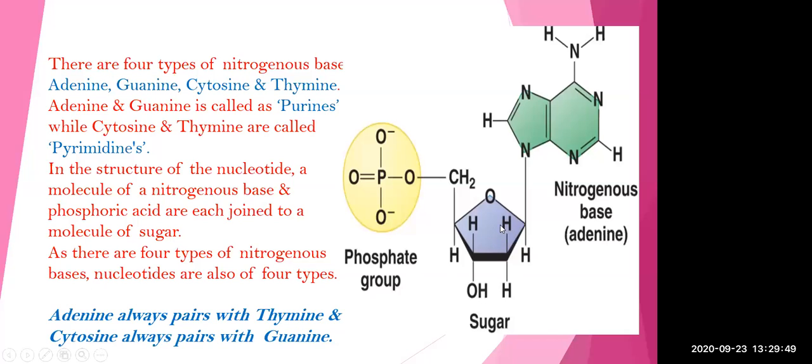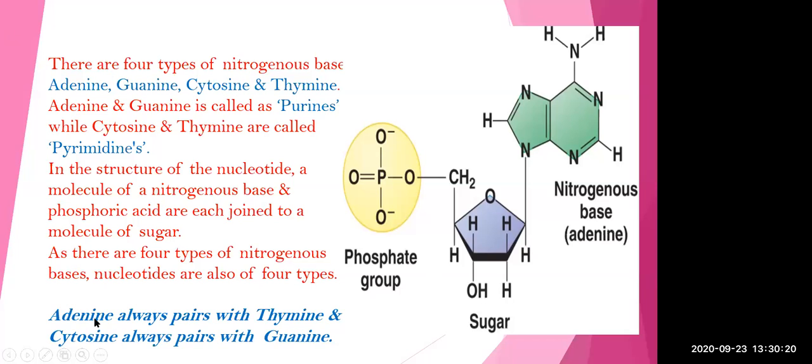Those three components are sugar. Can you see here? This is a sugar molecule. Then here is a phosphate group. This sugar and phosphate combine to form the backbone of the DNA molecule, and this is the nitrogenous base, right? This is adenine. This is the structure of adenine. As there are four types of nitrogenous bases, nucleotides are also of four types.